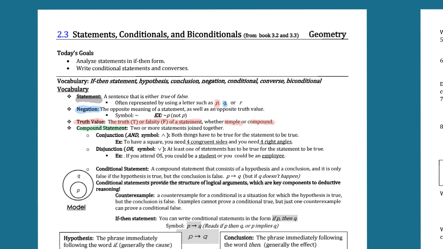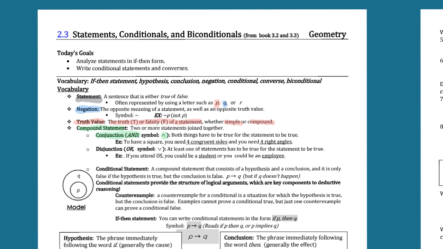Compound statements, there's a couple different kinds we're going to talk about. Two or more statements put together. Just like in English, they could have the word and between them, or they could have the word or between them. A conjunction has the word and between them, and that means that both or all of the things have to be true for it to be true.